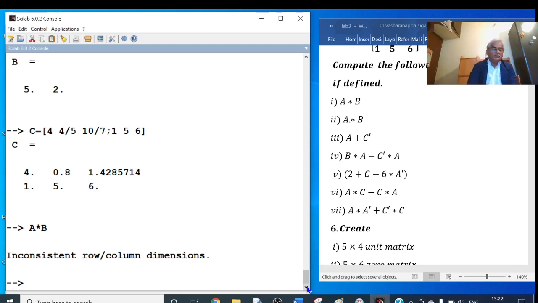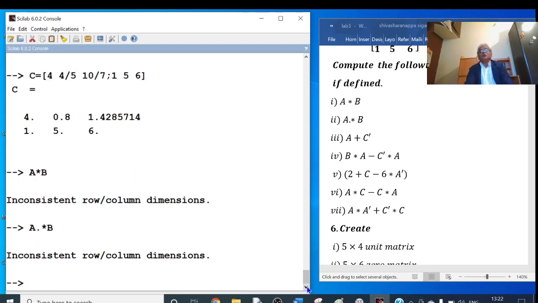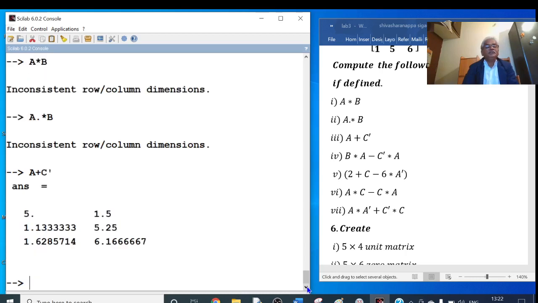A dot star B. Enter. Again, inconsistent row, not defined. Next, A plus C dash. Yes, this is defined. Next, B star A minus C dash star A. I have to write capital A because capital A and small a are different.